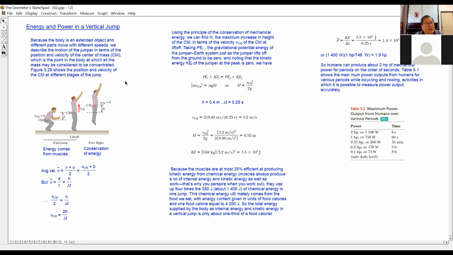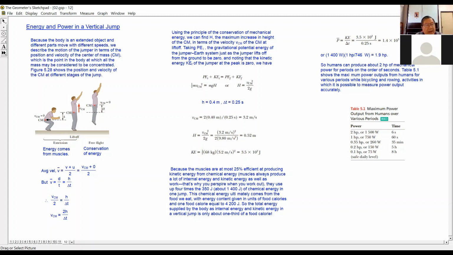So this is about a man trying to leap, trying to jump up, and the center of mass or the center of gravity, where the whole body's weight is supposed to concentrate at this point. So it's called the CM, center of mass, or sometimes it's called the center of gravity. So this is the point where the mass of the whole body is concentrated.